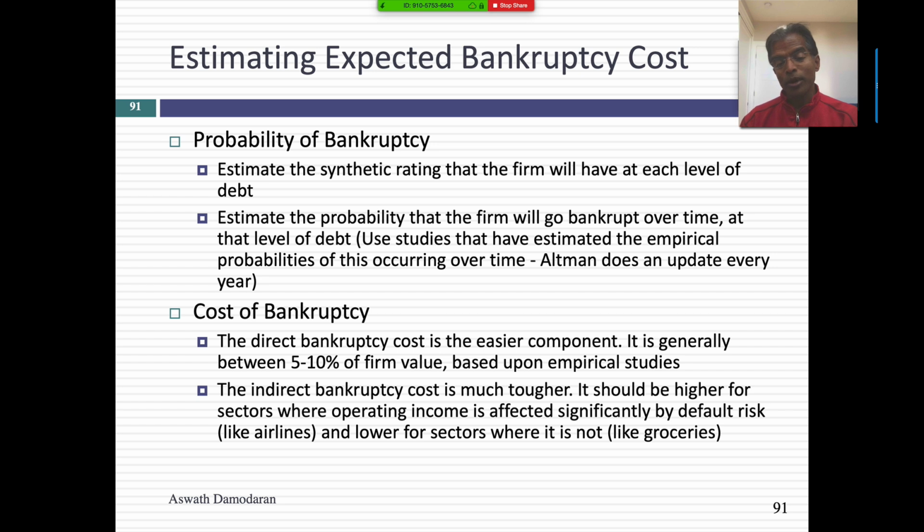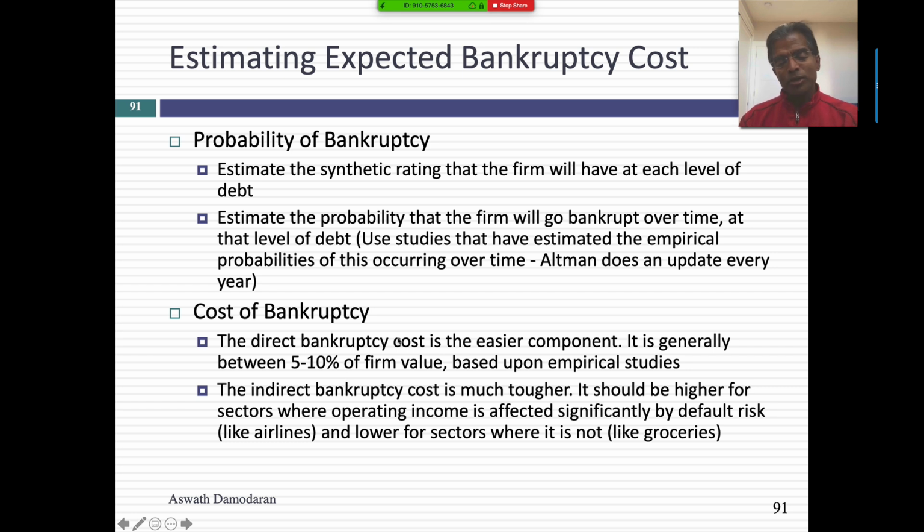And we're going to come up with a way of doing it, which builds on something we already did when we computed the cost of capital at every debt ratio. Remember we computed a synthetic rating at every debt ratio? We're going to use that synthetic rating to get a probability of bankruptcy at every debt ratio. So when I'm done, I'm going to have a probability of bankruptcy at every debt ratio. And then for the cost of bankruptcy, I'm going to do some hand waving.